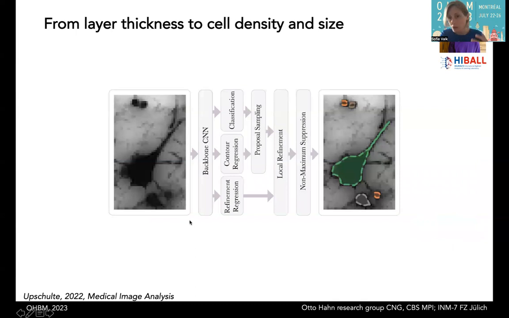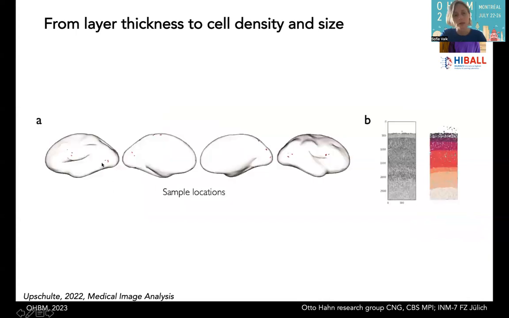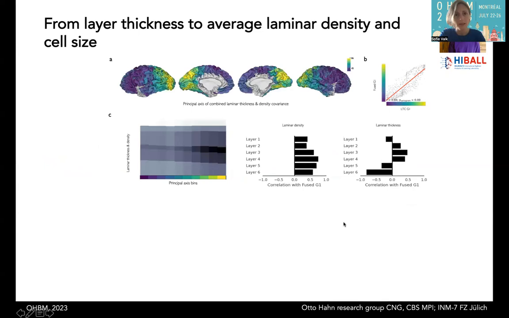Indeed, we also then went further and we wanted to understand cell density and size and how it relates to our layer thickness maps. And for this, there were different sample locations, as you see here in this BigBrain, which enabled us to understand whether this would also show other variations in morphometry. And we also related this to average laminar density and combined maps of laminar thickness and density covariance. And what you see is that the map highly resembled the original laminar thickness gradient, but you see also that there's this variation of laminar thickness and density along these principal axis bins of our gradient.